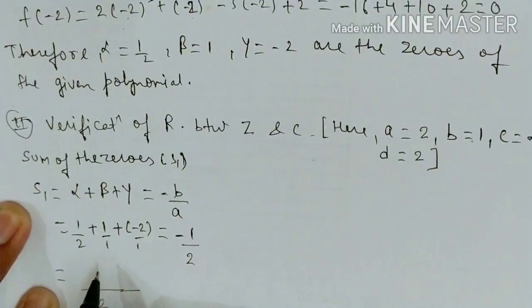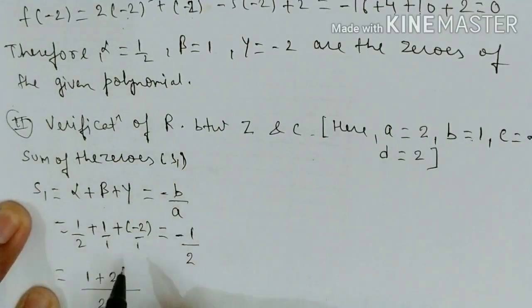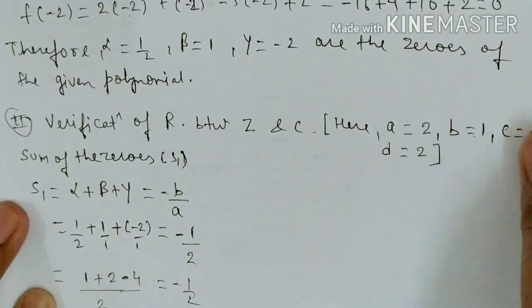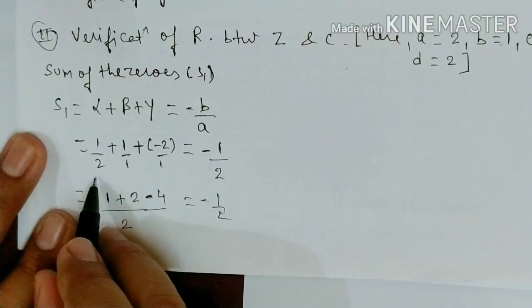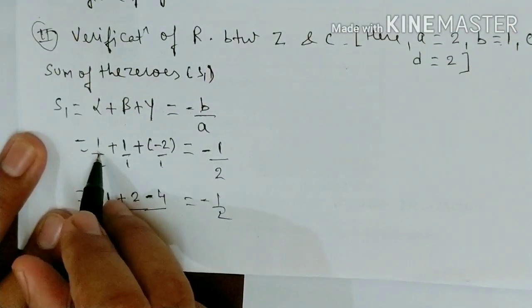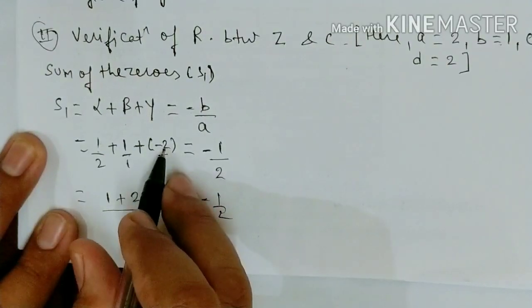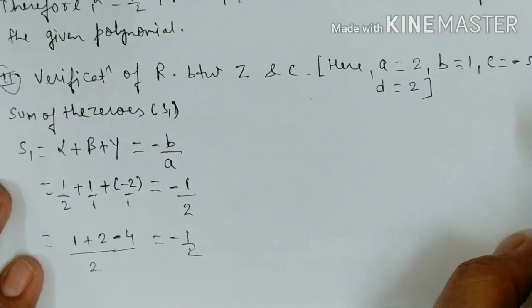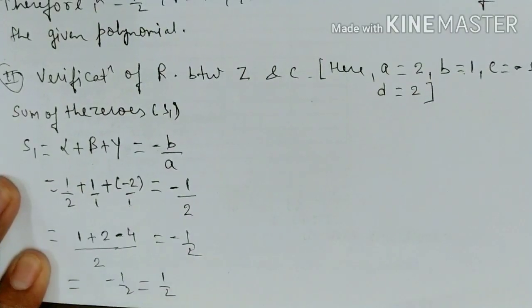Here we will be getting 1, 2 and minus 4. I am just simplifying by taking the LCM. 2 divided by 2, 1, 1 into 1, 1, 2 divided by 1, 2, 2 into 1, 2, 2 divided by 1, 2, 2 into minus 2 is minus 4. When you simplify it, you will be getting minus 1 by 2 equal to minus 1 by 2. Clear? So sum of zeros is verified.